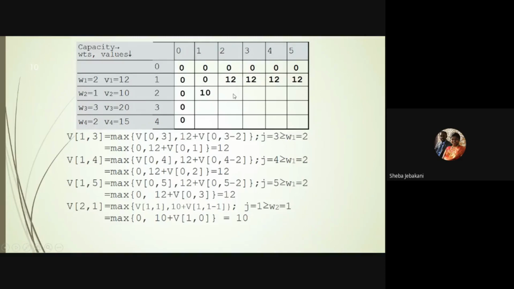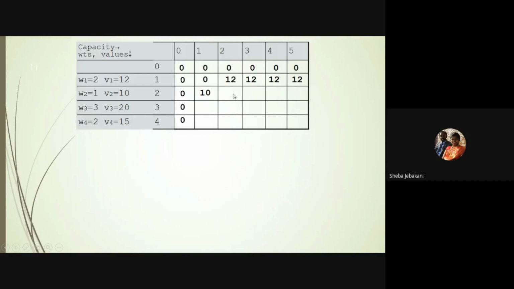Now when you come to this position 2 comma 2, what do you think will happen? 2 comma 2 is the maximum of 1 comma 2, that is 12, and if I choose this particular object, 2 minus 1 is 1. So I have to go to V of 1 comma 1, which is 0. So 10 plus 0 gives me 10, and this value is 12. So 12 as it is I have to take.